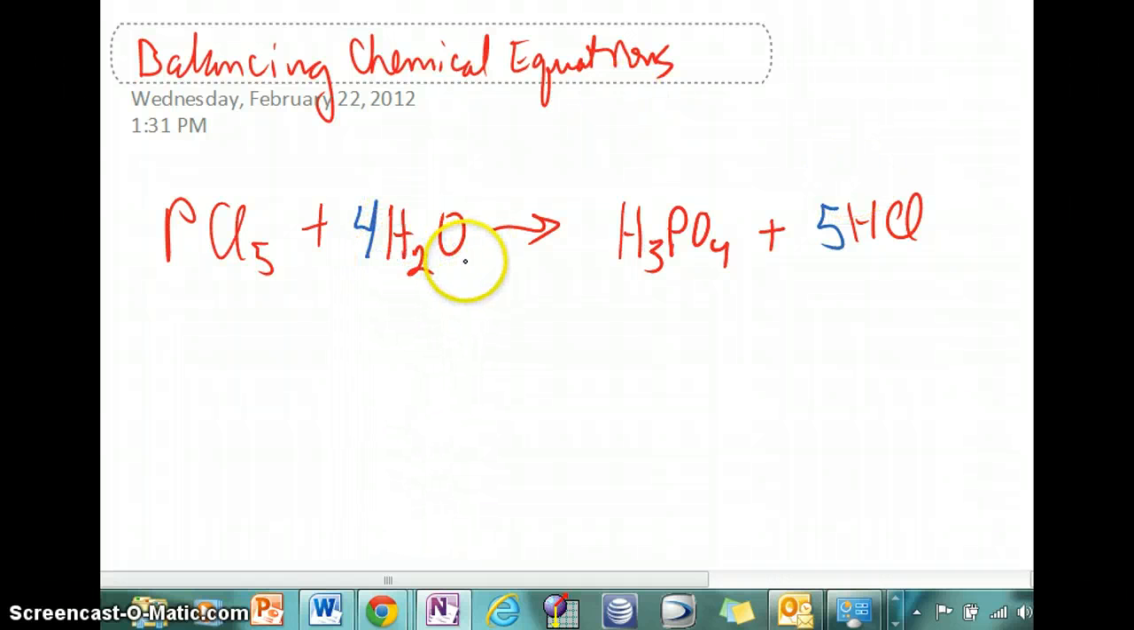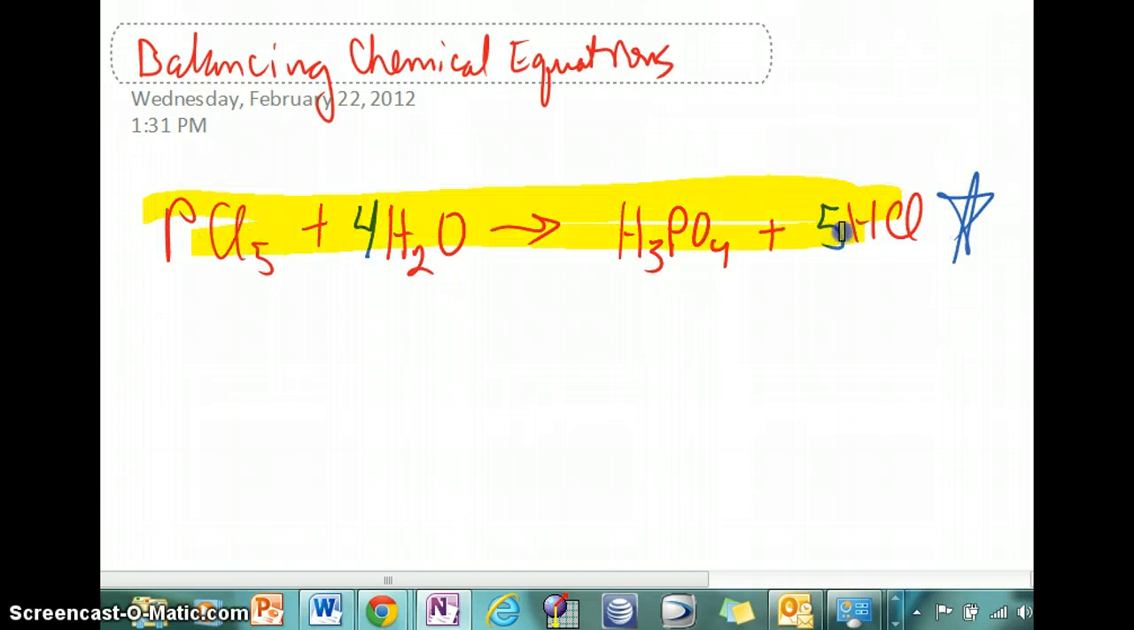But this just gave me 4 oxygens. So let's check over here. I've also got 4 oxygens on that side, so that's good. Let's check our phosphorus. I've got 1 and 1. So evidently, this is right. To make it right, we'll just highlight it. We did a good job right there.